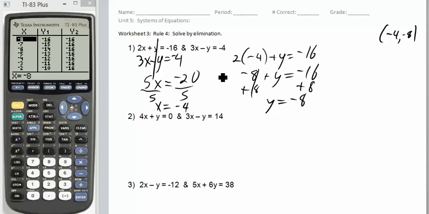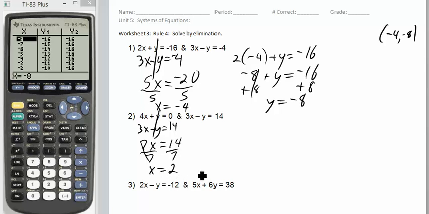So let's take a look at the next one. So is there anything opposite here? Yes, the y and the negative y. So this one's easy again. So all we do is we write this underneath. Y and negative y cancel. We get 7x equals 14. Divide both sides by 7.